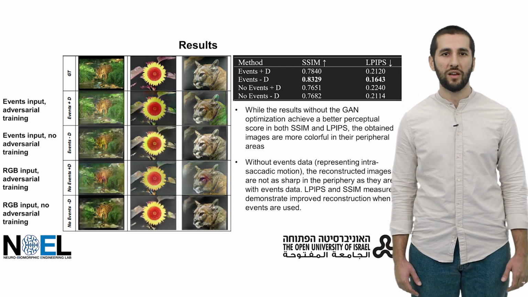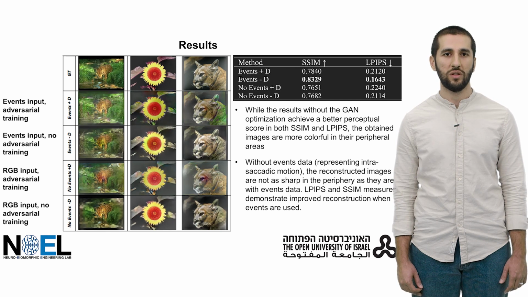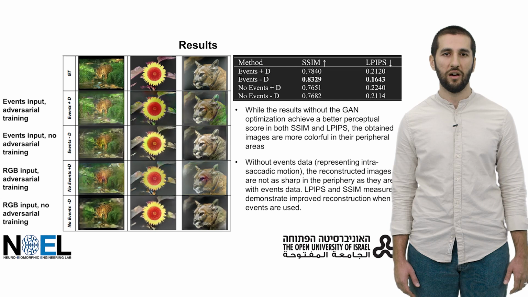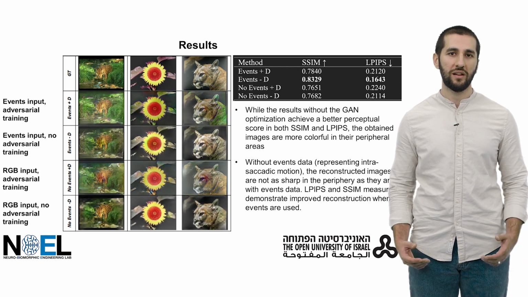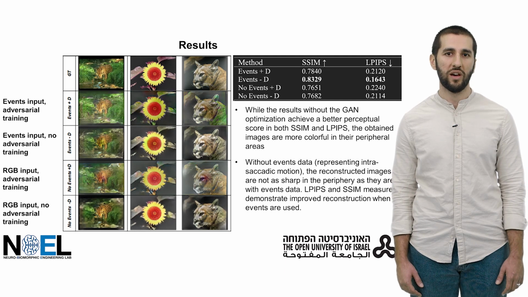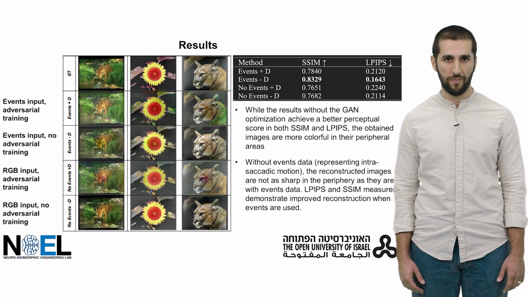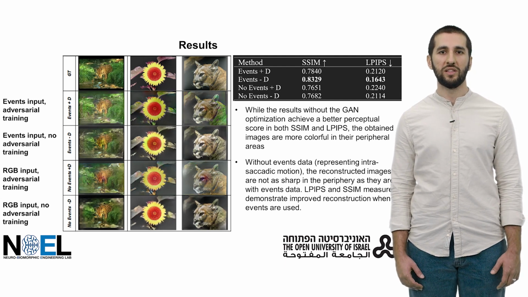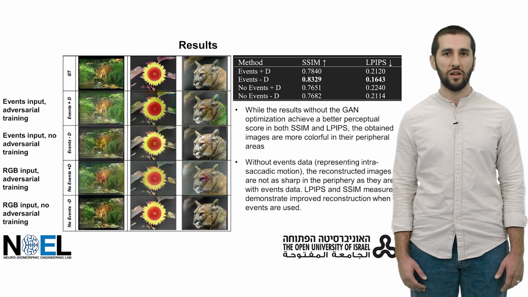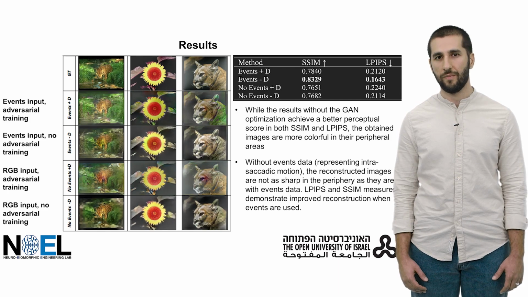Without event data representing intrasaccadic motion, the reconstructed images are not as sharp in the periphery as they are with event data. The blurring effect is particularly noticeable in images with high detail texture. Interestingly, when the discriminator optimization is used without events, the colors appear to be corrupted.